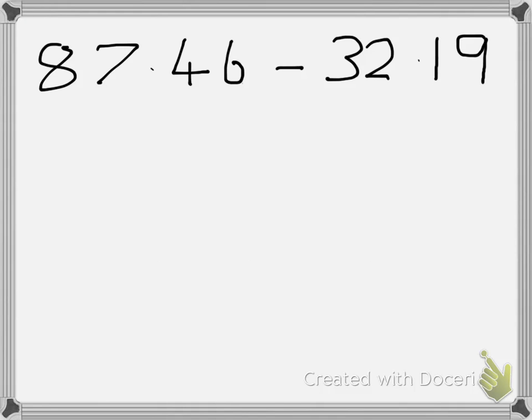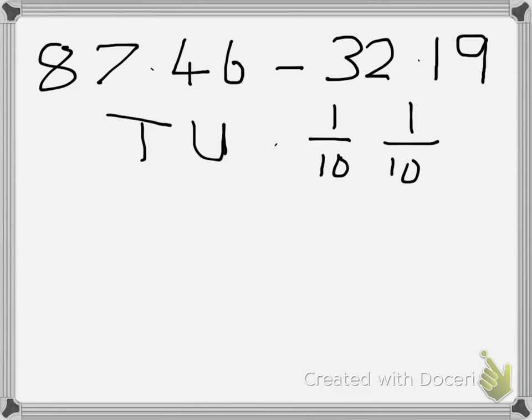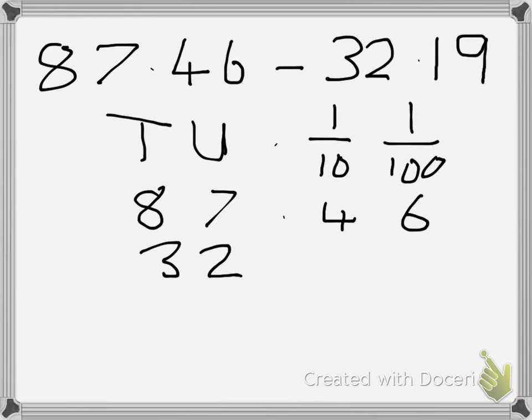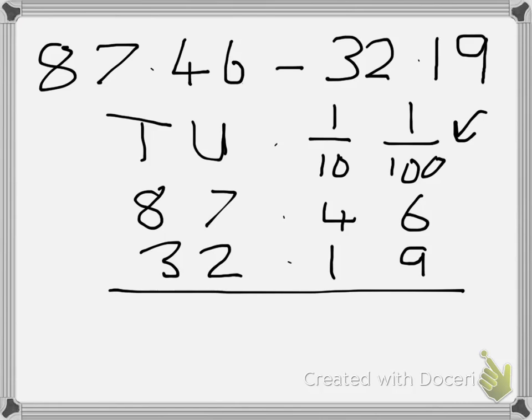I'm going to then have a look at subtraction. So we've got 87.46 subtract 32.19. I'm going to start off in the same way by labelling my columns tens, units, decimal point, tenths and hundredths. I'm then going to fill them in. 87.46 subtract 32.19.